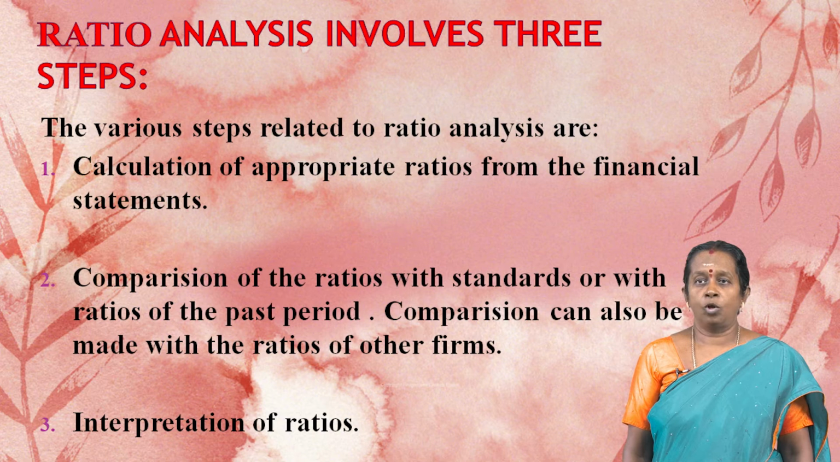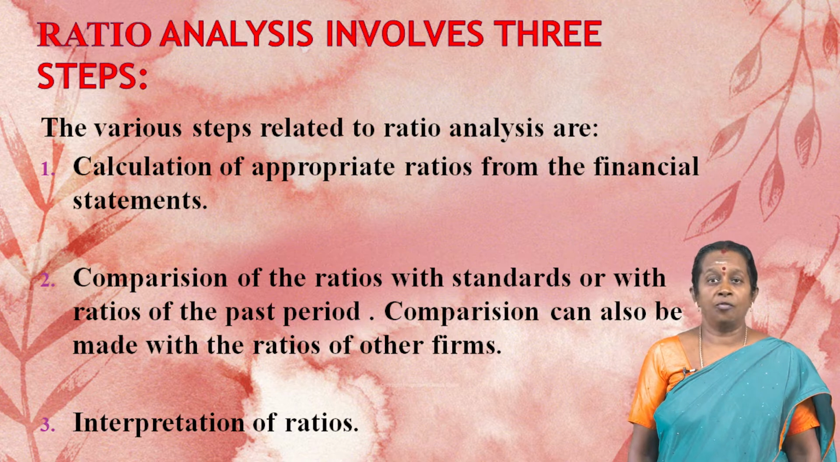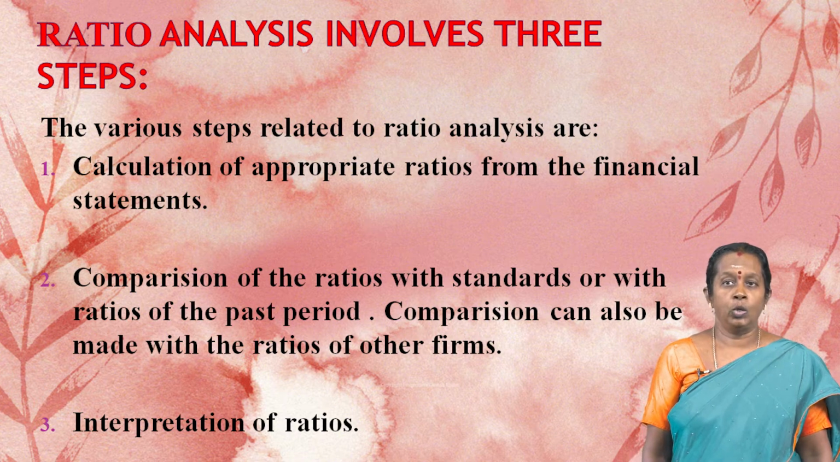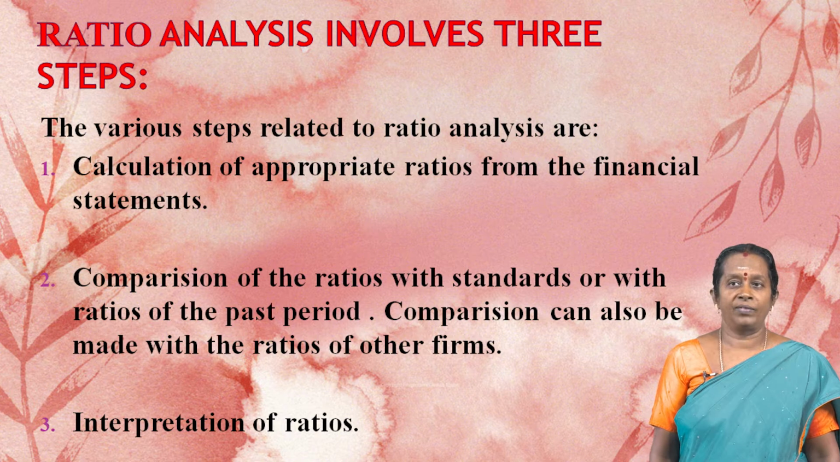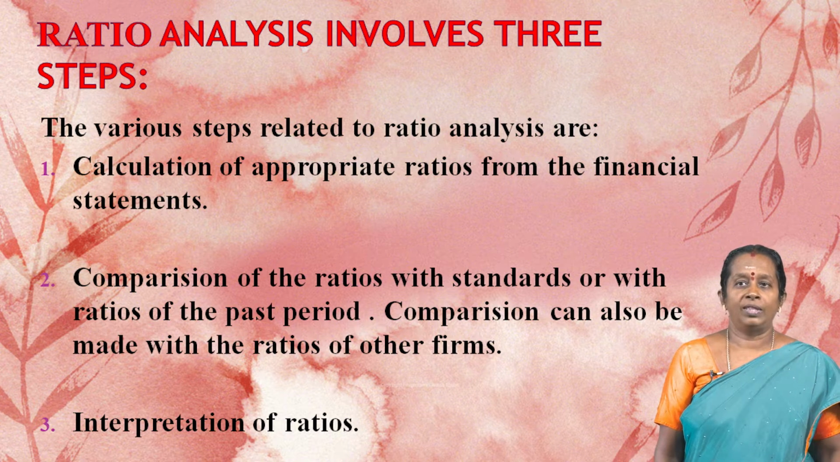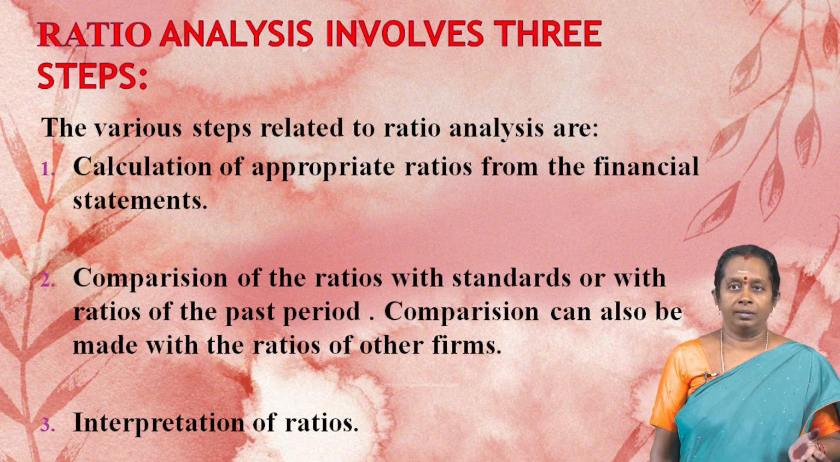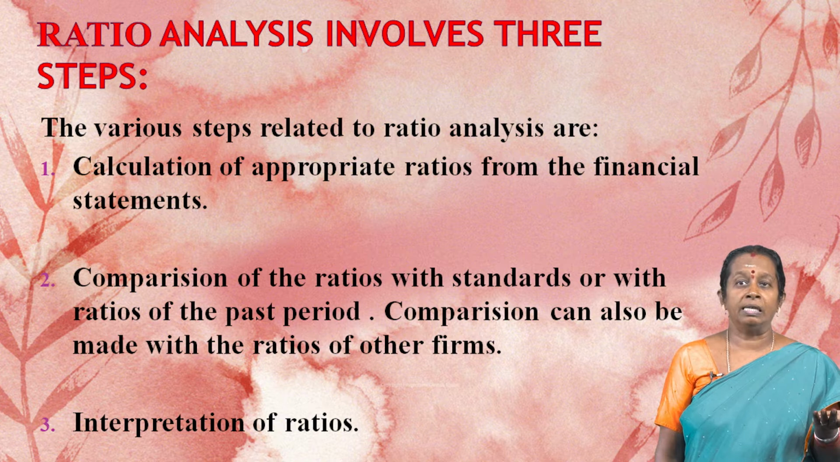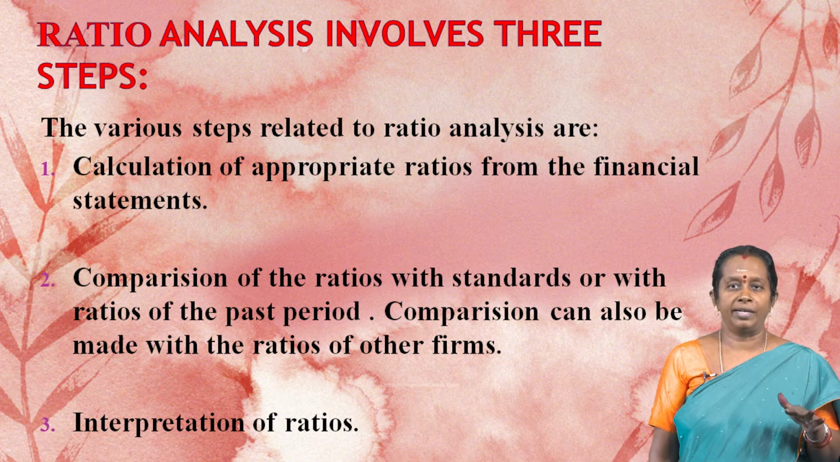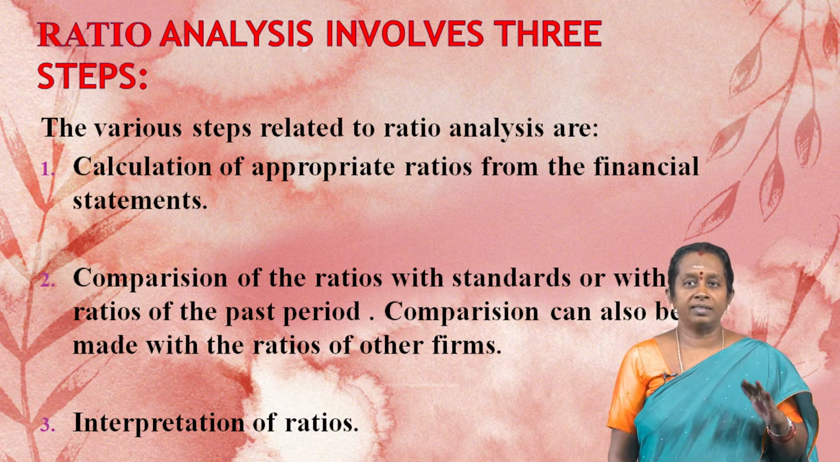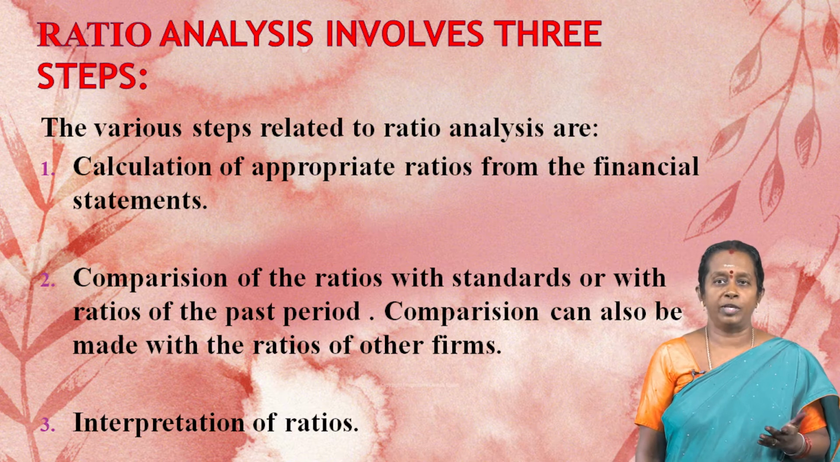Ratio analysis normally involves 3 steps. Number 1, calculation of appropriate ratios from the financial statements. Number 2, comparison of the ratios with the standards or with the ratios of the past period. The comparison can also be made with the ratios of other firms to find out the favorable and unfavorable conditions. By comparing this, the third step is interpretation of ratios with the different statements.